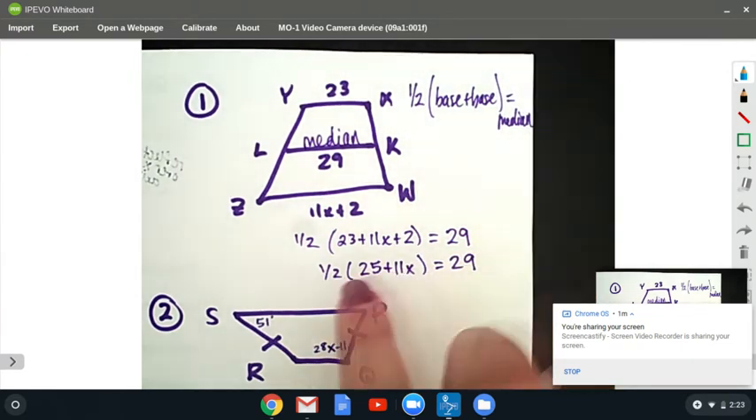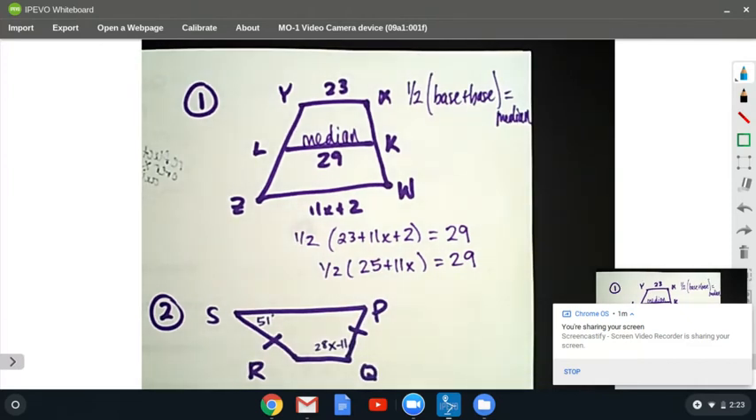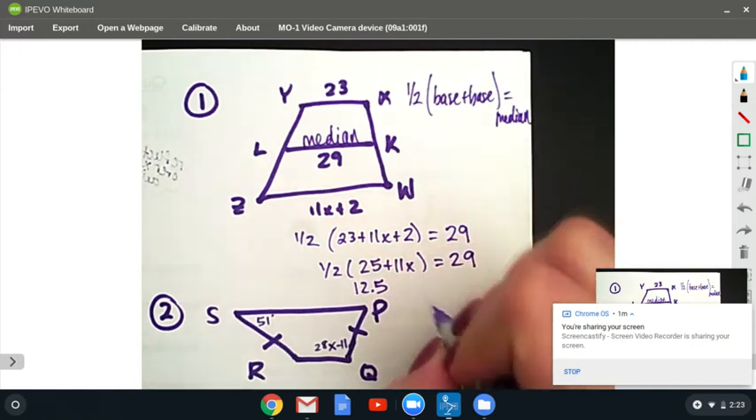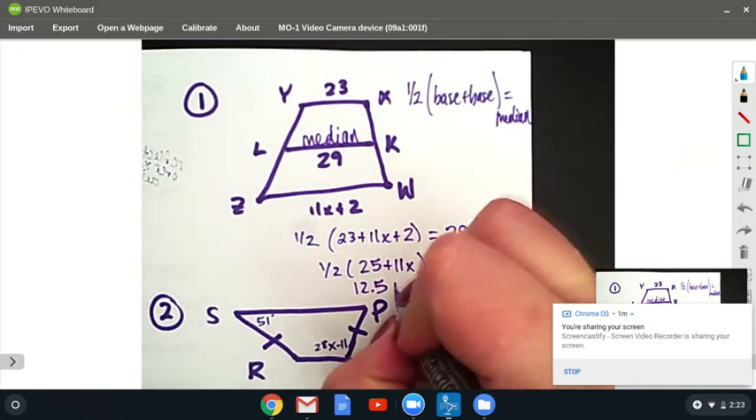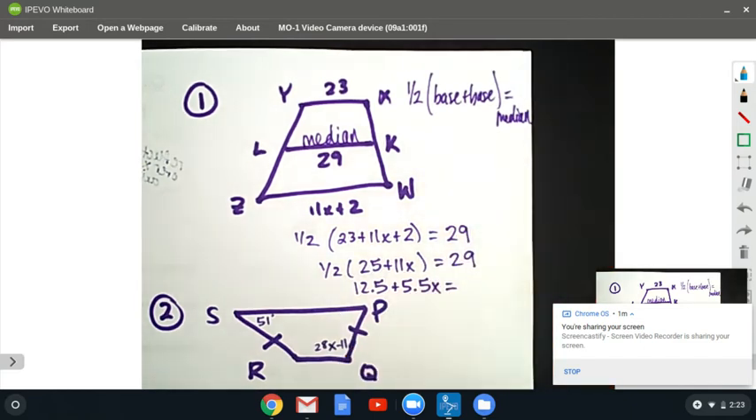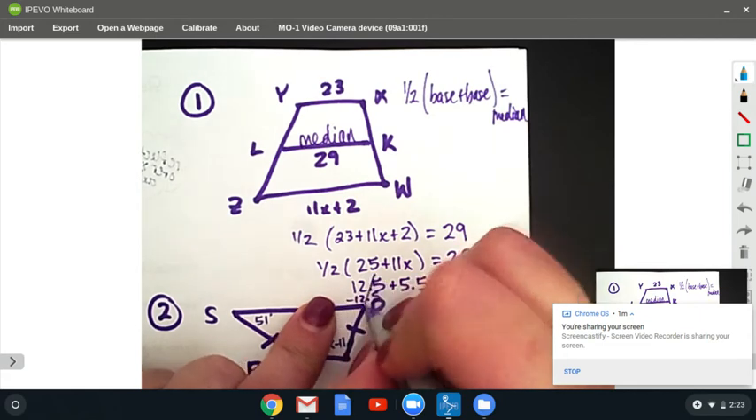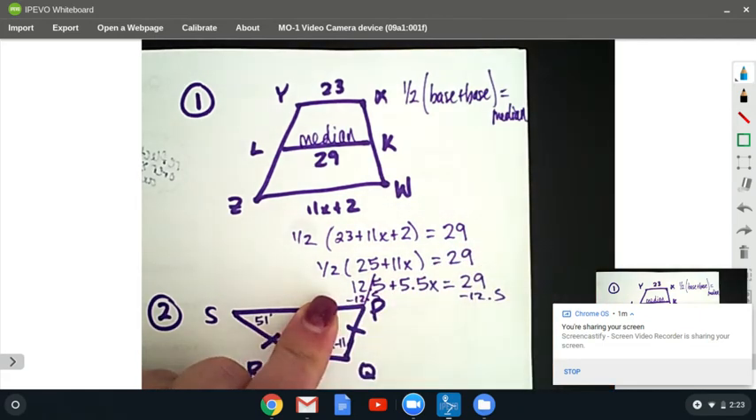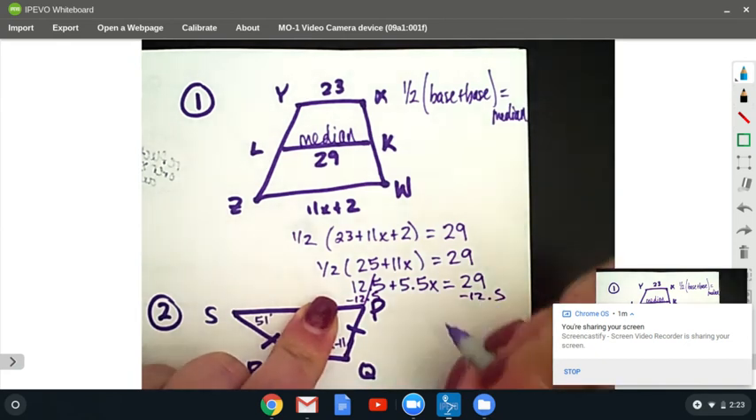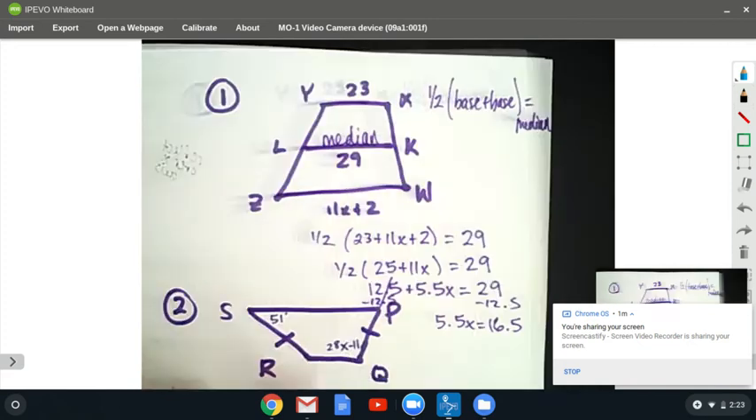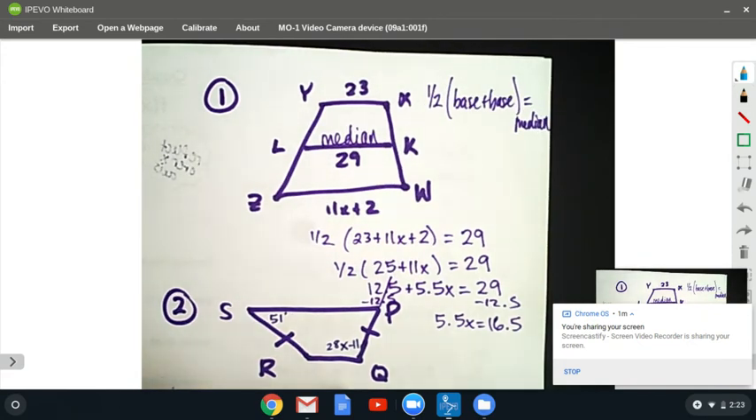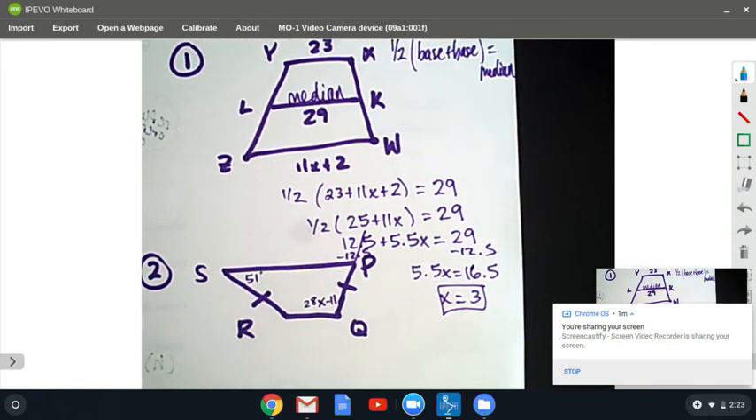plus 11x. 1/2 of 25 is going to give me a decimal. 25 divided by 2 is 12.5. And 11 divided by 2 is 5.5. So not very pretty. Now I'm going to subtract 12.5 from both sides. I get 5.5x equals 16.5. And I'm going to divide that by 5.5 and I get 3. So the decimals are a little ugly, but I do get an answer of 3 there.